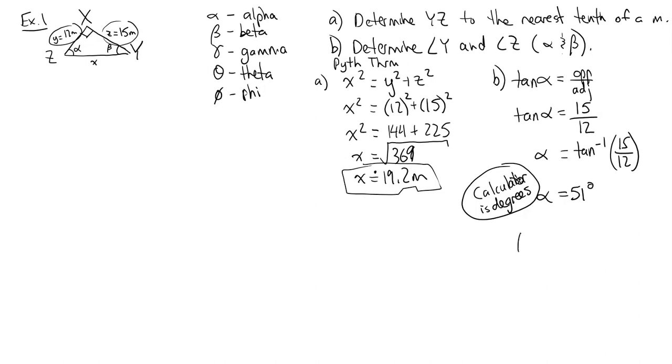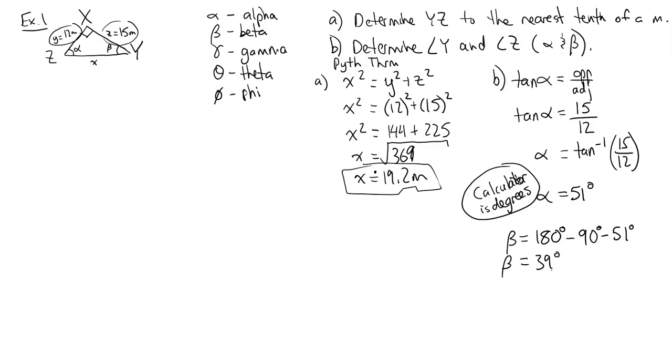Then beta, it's pretty straightforward from there. You don't need to use a ratio again because beta is found by the sum of the angles being 180. Remember, all the interior angles of a triangle add to 180, minus the other two angles inside the triangle. So 180 minus 90 minus 51 gives you an angle of 39 degrees.